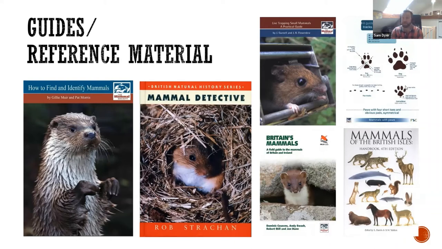But actually, sorry, I should have started with that. My name's Sam. I am the county recorder for Meirionnydd and the bat recorder for Clwyd, as well as the chair for North Wales Mammal Group and the projects officer for Clwyd Bat Group.